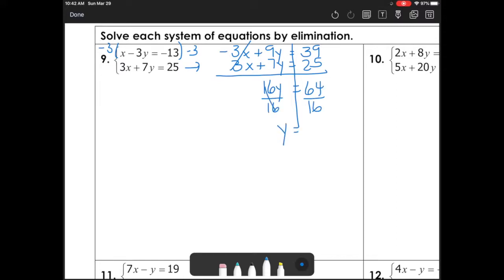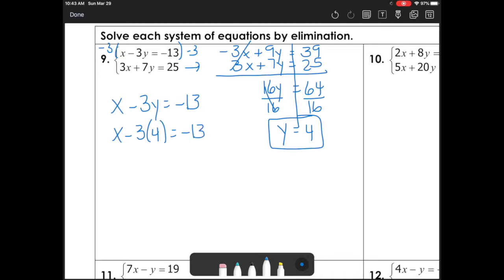Okay. Now what you can do is you can take your y and go back into either of the original problems. I usually pick the one that has all the smallest numbers because just the math is easier. So I'm going to go back to the first problem. So y is 4. And that means that x is -1. There's your solution. Okay.